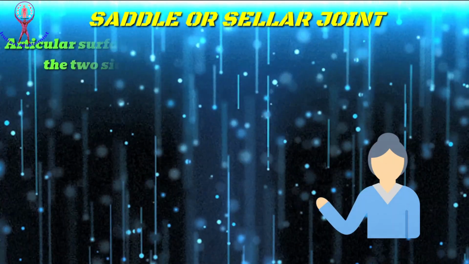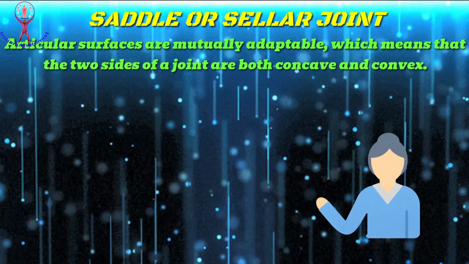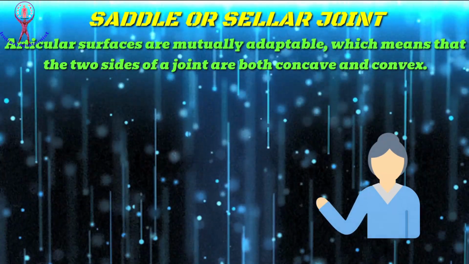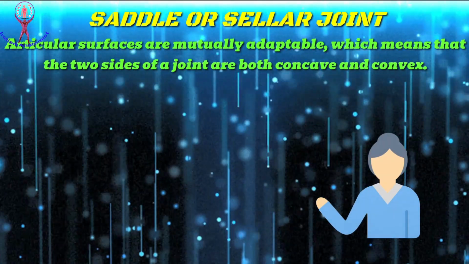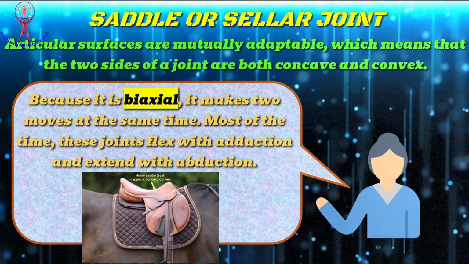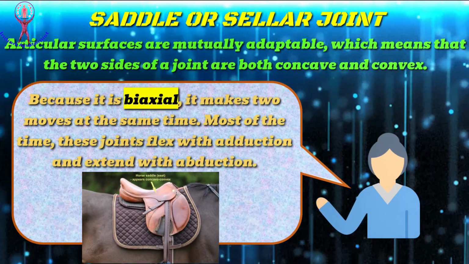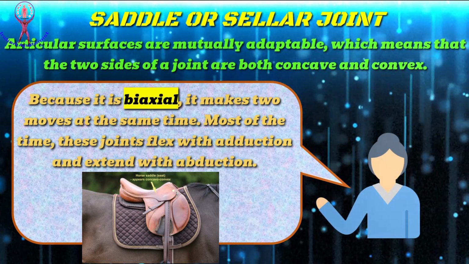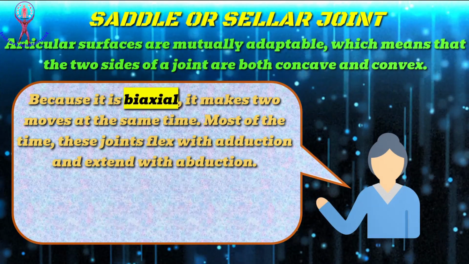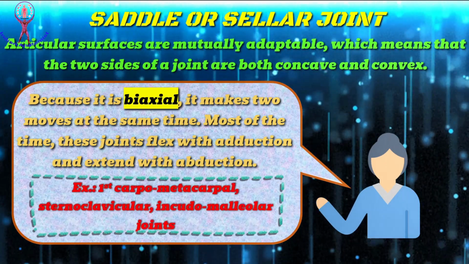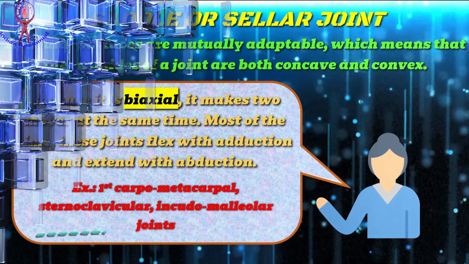Articular surfaces are reciprocally receptive in nature, that is, the opposing surfaces of the joint are reciprocally concavo-convex. At a time, it produces 2 movements, because of biaxial nature. Mostly, flexion with adduction, and extension with abduction can occur in these joints. Examples for saddle joints are first carpometacarpal joint, sternoclavicular joint, and incudomalleolar joints.